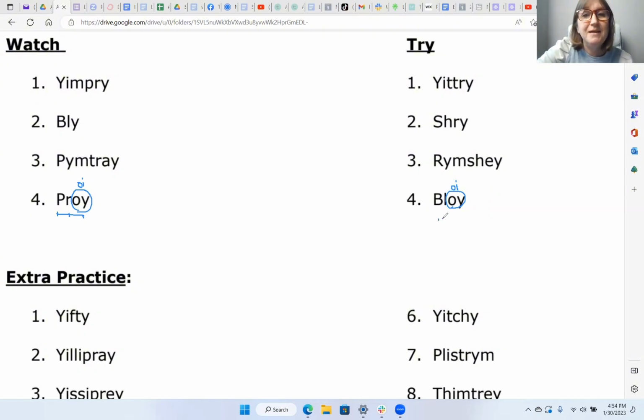When pencil reading it, it's b, oi, bloy. It's like boy, but with an L in there. So we have a question here back on proy. I'm doing something strange with proy. I think it's my R sound.